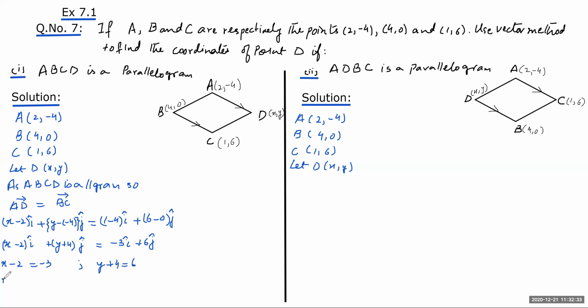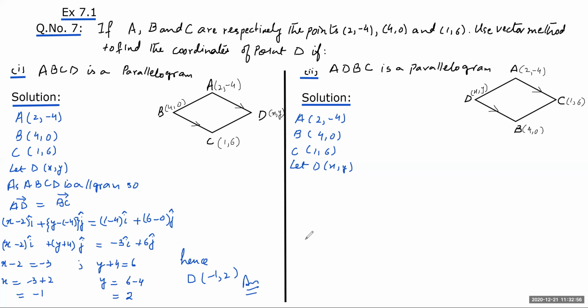So I get X is equal to minus 3 plus 2. It becomes minus 1. And Y is equal to 6 minus 4, so it becomes 2. Hence, the coordinates of the point D are (-1, 2). And that is our answer.